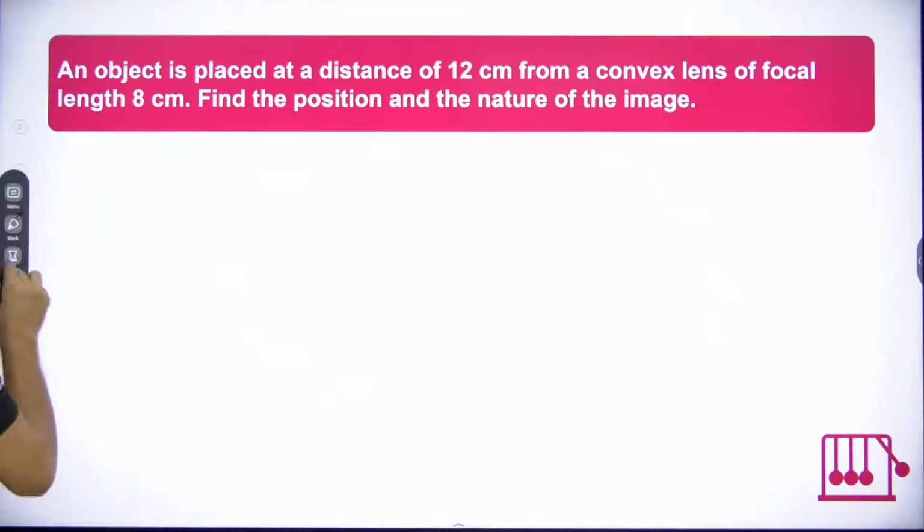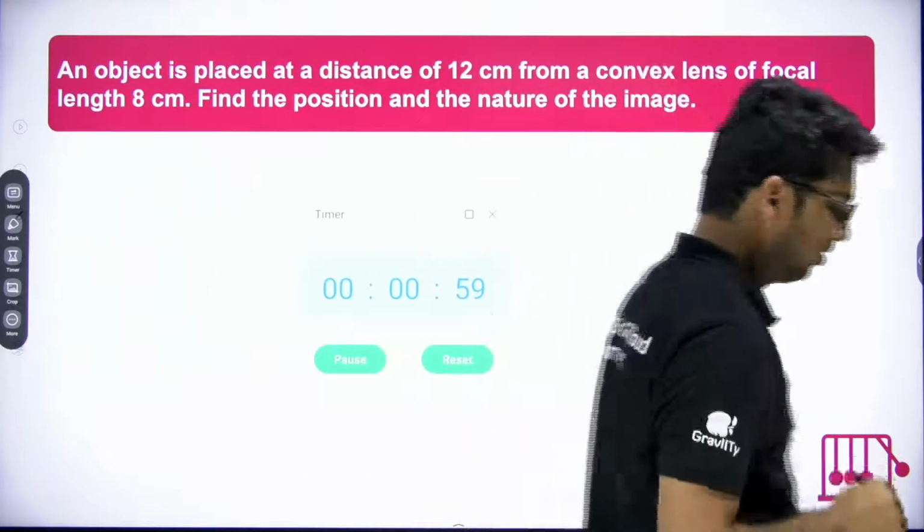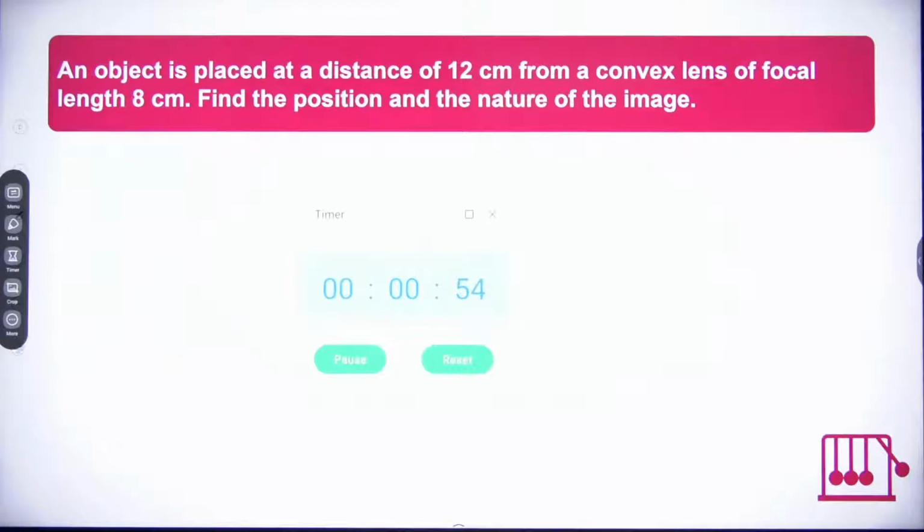I'll give you 1 minute of time. Solve it, and later on, you can compare your answer with mine. So please solve it, everyone. Use the formula, simple lens formula, and obviously you'll also have to use the formula for magnification. But the first thing would be to write down given information using proper sign.